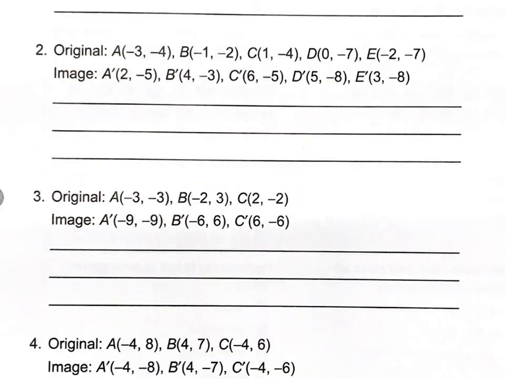Number 2, let's see what's happening to the x's first. It goes from negative 3 to 2, negative 1 to 4, 1 to 6, 0 to 5, negative 2 to 3. Now I could look for several different possibilities of what's making these numbers change. I could look to see if maybe it's being multiplied by a scale factor, but looking at these numbers, they're not consistently multiplied by the same number. I could also look to see if x and y are swapping places, but that is also not happening. So the only other option that must occur is that there is a translation.